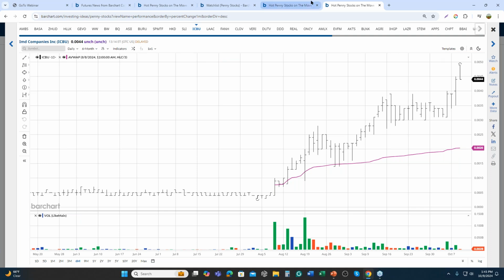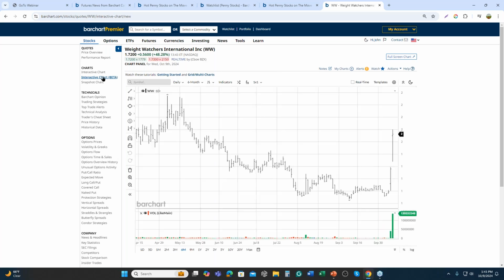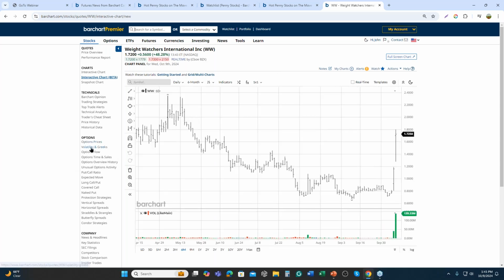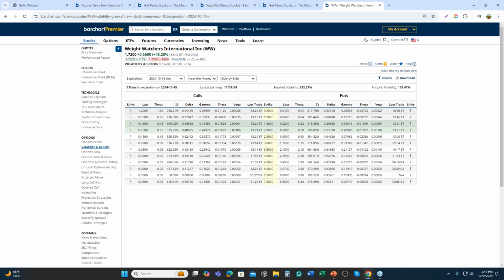And then again, here's Weight Watchers, which has been very active today. If I'm lucky enough to find a penny stock that trades options, again, a risk management tool and a volatility tool will be using our historical volatility as a measuring.